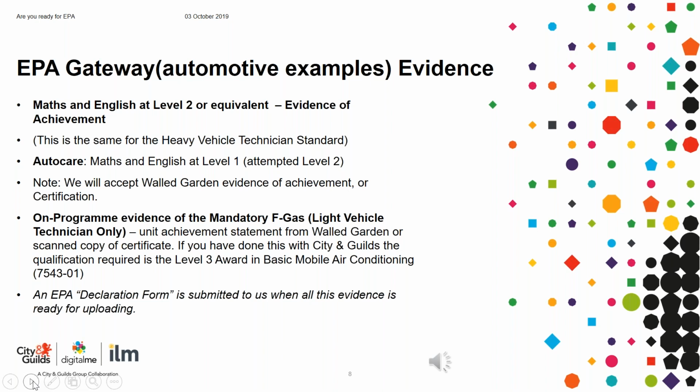For the auto care, the requirement is for level 1 maths and English, with attempted at level 2. Finally, you will need the evidence for the mandatory qualification included on the light vehicle technician standard, which is the FGAS. If this is being done with City and Guilds, again, we will accept Walled Garden evidence or certificate. The qualification to meet the requirement with City and Guilds is the 7543-01, which is the level 3 award in basic mobile air conditioning. If in any doubt, check our documents and check the EPA pack for details of the EPA gateway requirements.